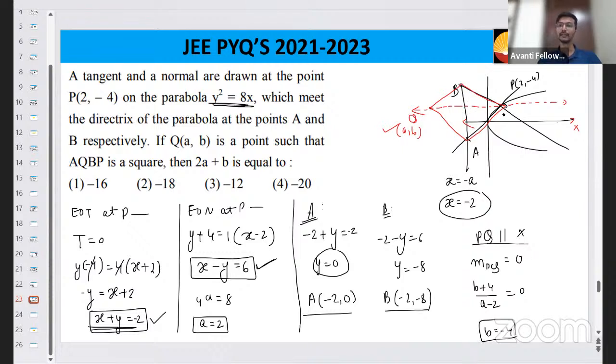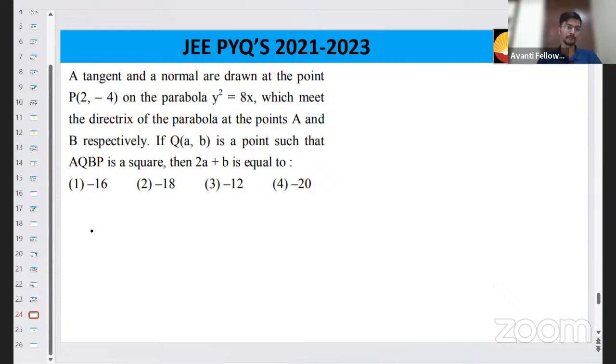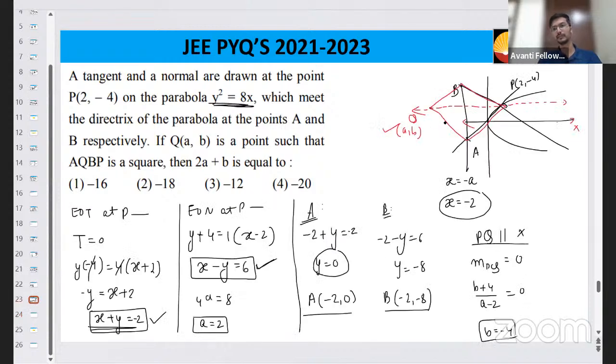Next we can do is, yeah, BQ is perpendicular, or rather AQ is perpendicular. It is better. AQ is perpendicular to the tangent. As you can see this AQ, right? As this is the square, AQ is perpendicular to this, which is the tangent.